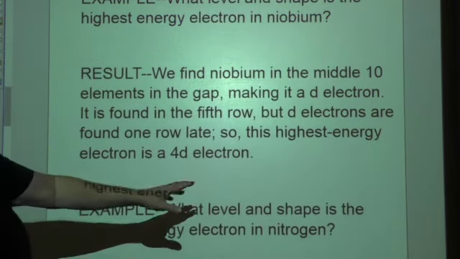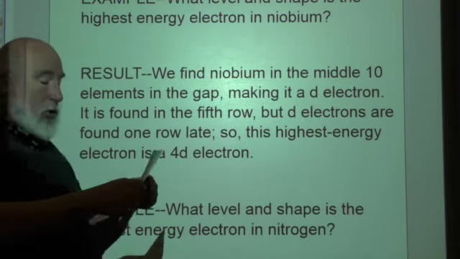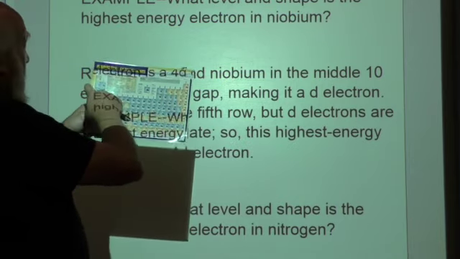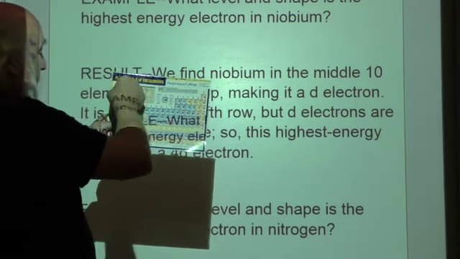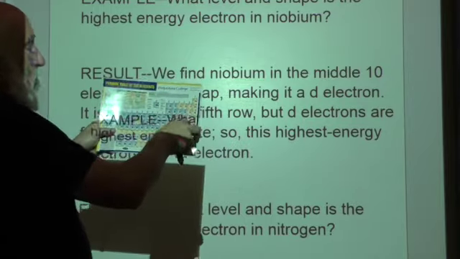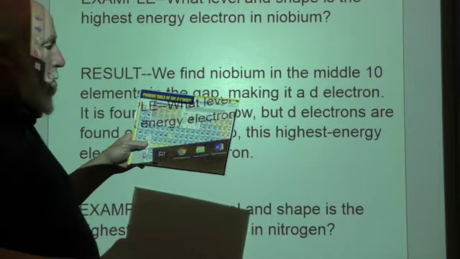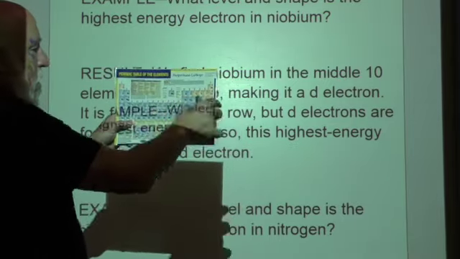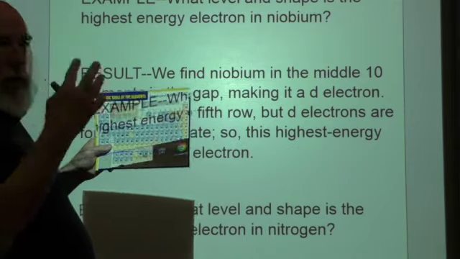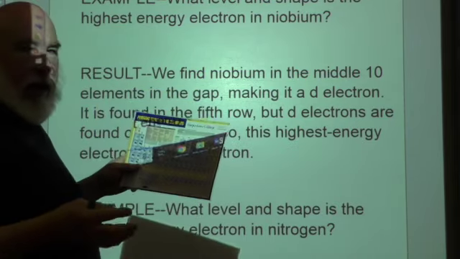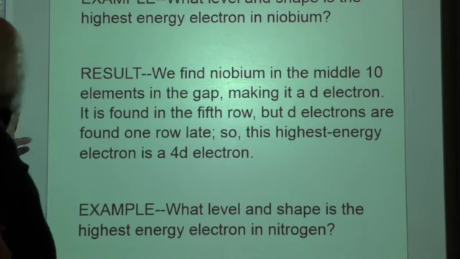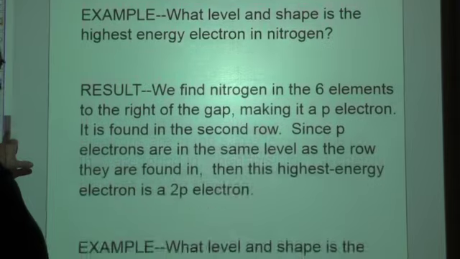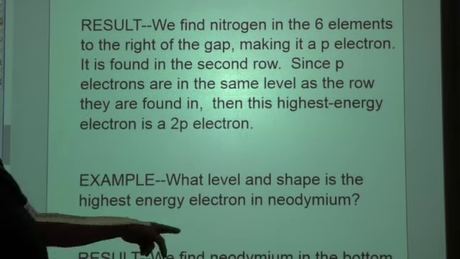Next one. What is the level and shape of the highest energy electron in nitrogen? Well, let's find nitrogen. Nitrogen is here, element number 7. It is in the 2nd row. And these 2 columns and these 6 columns, the row and the level are identical. So this is a 2nd level electron. It's in the group of 6 on the right. The shape that we call this is a P shape. It's a P electron. So this is going to be a 2P electron.